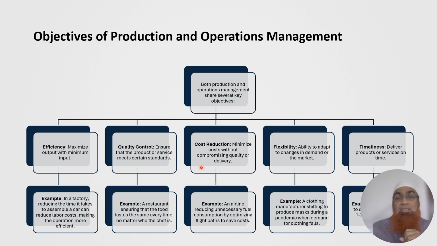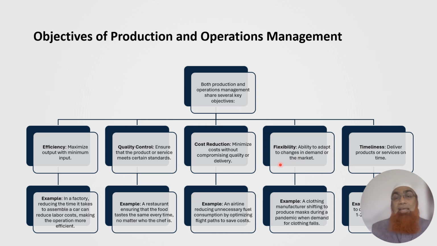Third important characteristic is cost reduction: minimizing the cost without compromising the quality or the delivery. So this is very crucial. For example, an airline reduces unnecessary fuel consumption by optimizing the flight path to save cost. Right? And it is not only applicable for airlines, it can be applicable for the vehicles that we use. For example, normally we take the longer way, but there are shorter ways. Use them so that you can reduce fuel consumption and at the same time reach faster.